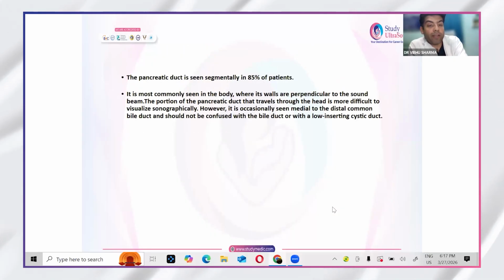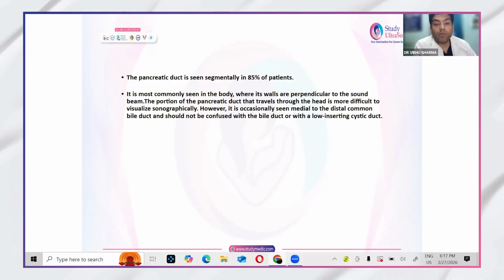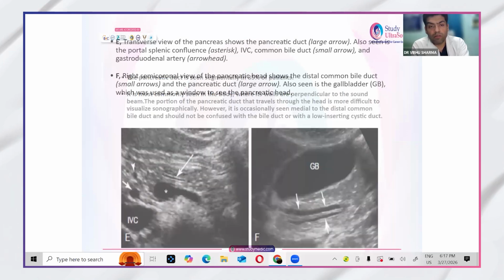The pancreatic duct is seen segmentally in 85% of patients. It is most commonly seen in the body, where the walls are perpendicular to the sound wave. The portion of the pancreatic duct that travels through the head is more difficult to visualize sonographically. However, it is occasionally seen medial to the distal common bile duct and should not be confused with the bile duct or with a low inserting cystic duct.